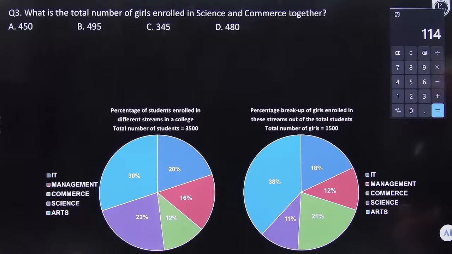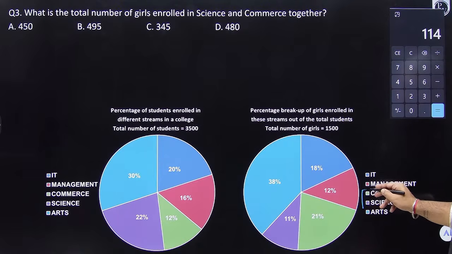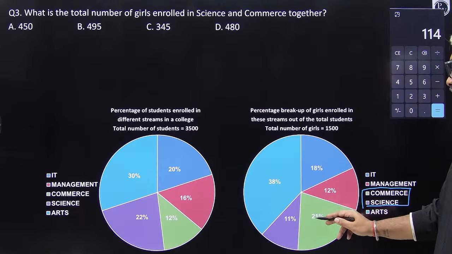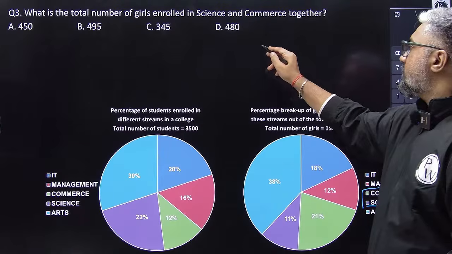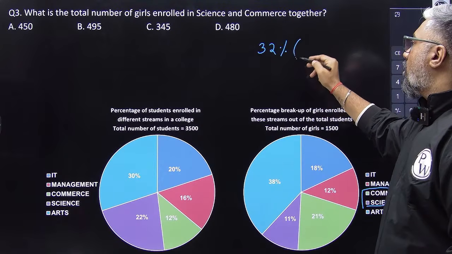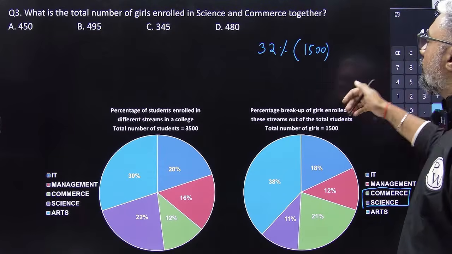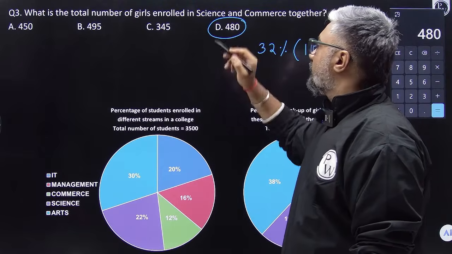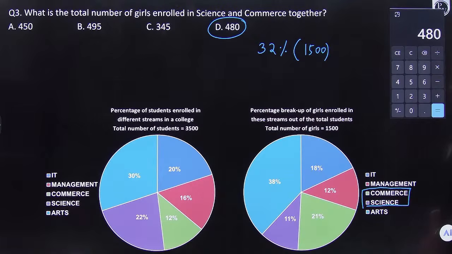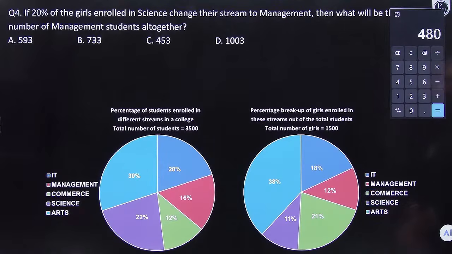Try this. Total number of girls enrolled in science and commerce together. They are only asking about girls, so we are good to go. Science and commerce together is green and purple, which is 21 and 11, which is 32% of 1500, which is 32 into 15, giving us 480, option D. Easy? Are we all comfortable with these questions? Very simple, yeah? Very good. Moving on, try this.